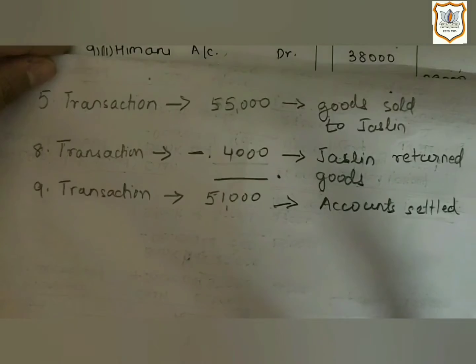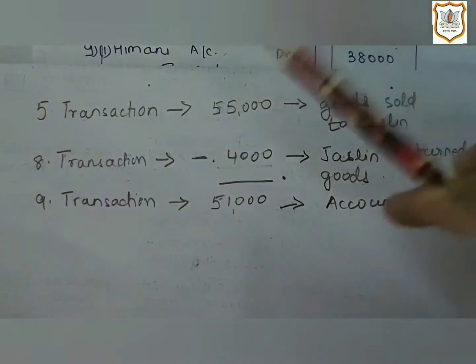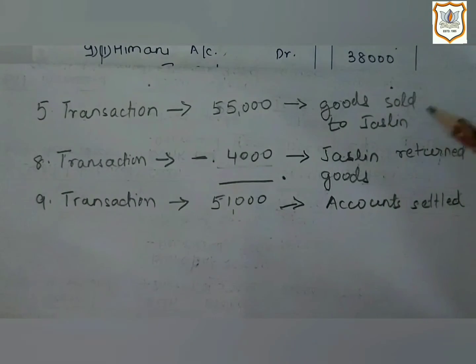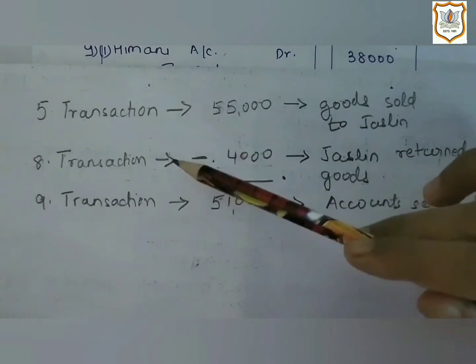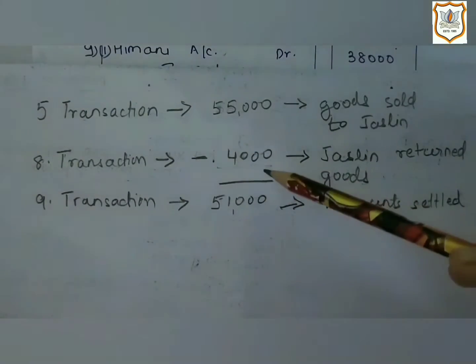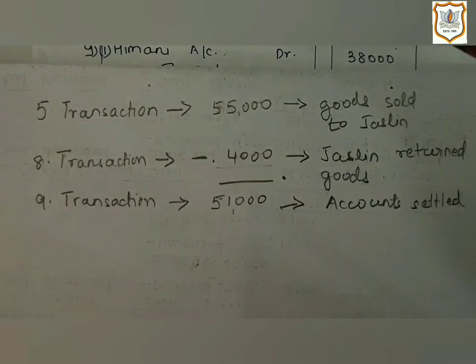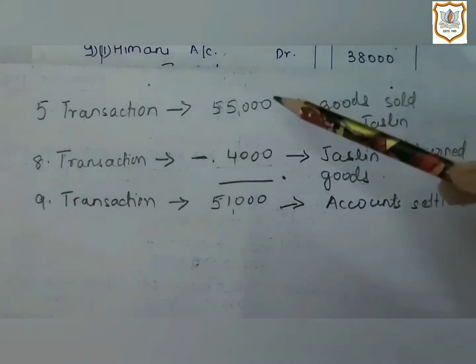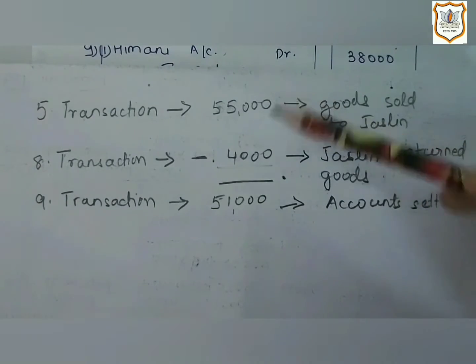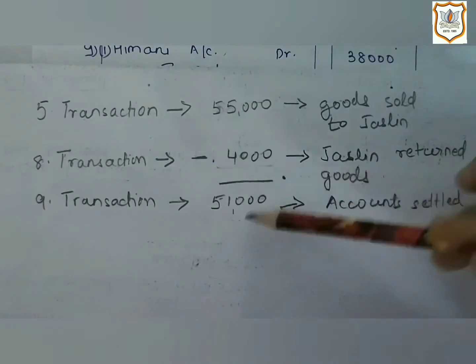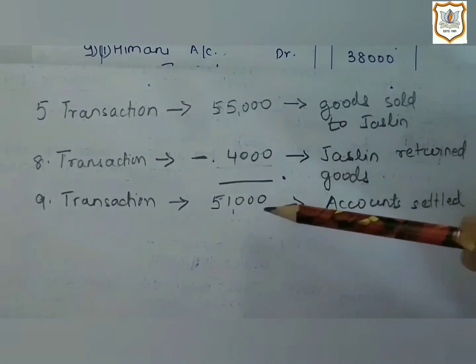Here it is. See, it is given in transaction number 5 that at that time we had sold goods to Jaslyn on credit. And in transaction number 8, it is given that Jaslyn returned goods to us worth rupees 4,000. Jaslyn was our debtor. Earlier she had to pay rupees 50,000 to us, but since she had returned goods worth rupees 4,000, now she had to pay rupees 51,000 only to us.